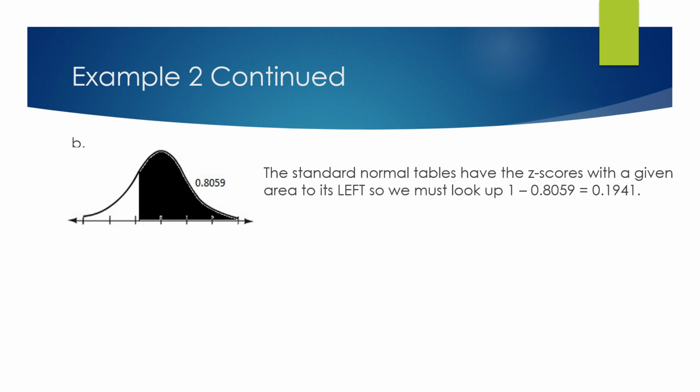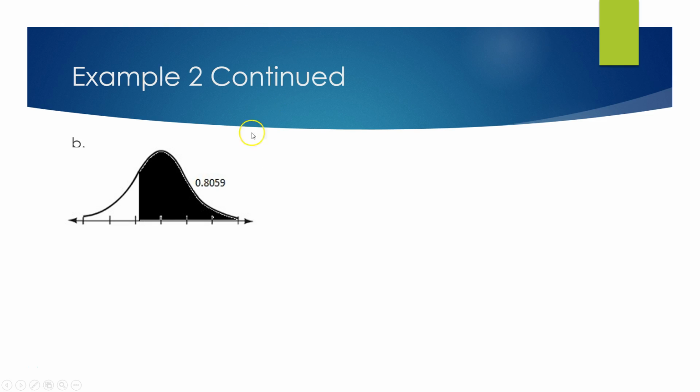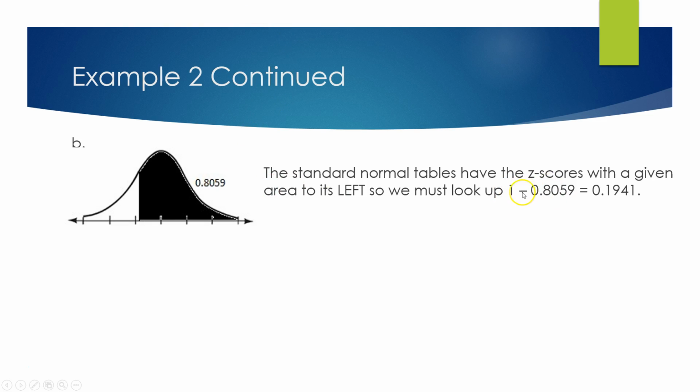So B gives us an area to the right. There's 2 different ways to deal with this. The PowerPoint is only going to go through one of the methods, but I am going to give you an alternative that is completely up to you and it will always work. So 0.8059 is an area to the right. However, the normal tables are the area to the left. So what you can do is look up 1 minus 0.8059, which would be 0.1941. That is how large this non-shaded piece is.